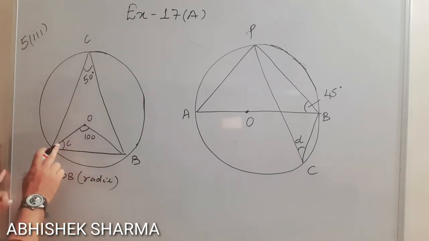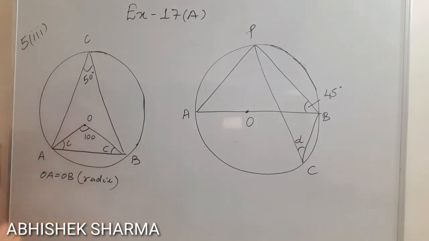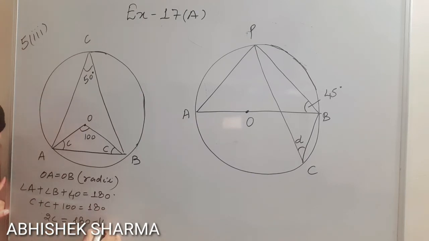Now, if this angle is C, obviously that angle will also be C here. So let us apply the angle sum property. This is angle A, angle B plus angle O, equal to 180. So angle A is now C. This is C plus C plus angle O, which is 100, equal to 180. And 2C is equal to 180 minus 100, that is C is equal to 40 degrees that we have calculated.